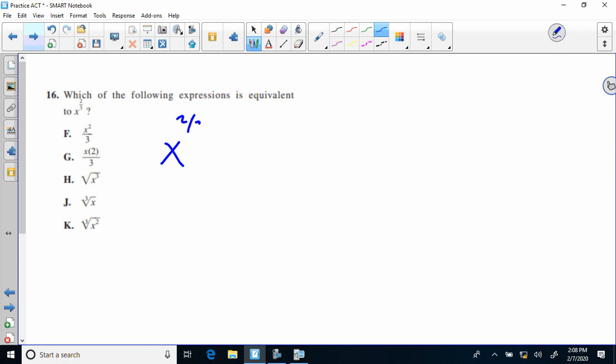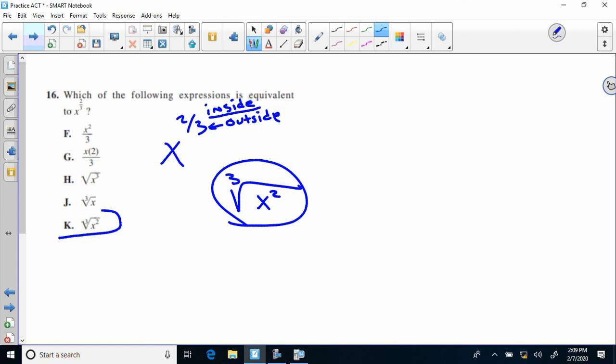If you remember that when you have rational exponents, which is a fraction in the power, it's always inside over outside. So if you're going to write your radical, the outside of it is going to have the 3, and the inside is going to have the 2. And so my answer should be the letter K. That's just a matter of whether you memorized at some point in your life, inside over outside, when changing from a rational exponent to a radical.